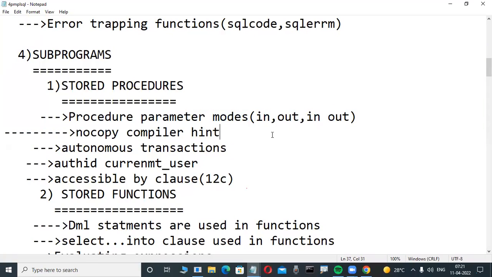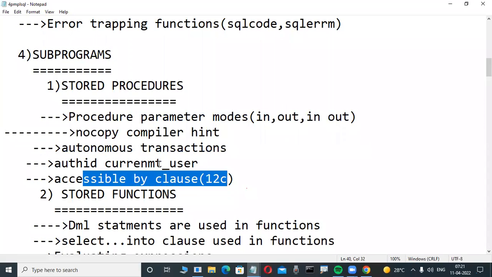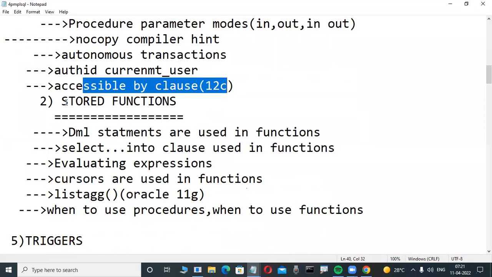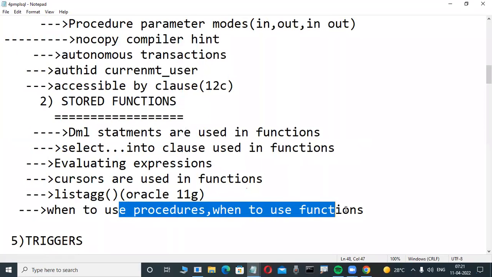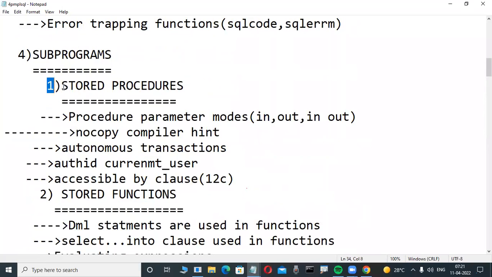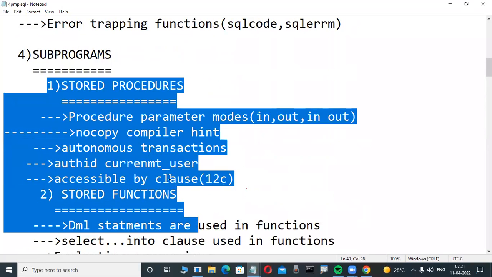How, and what that is, I am telling you. But for a pure PLSQL developer, not only the basic things, advanced concepts are required: NOCOPY compiler hint, autonomous transactions, and new concepts. I will tell you so many things. Once we are good at procedures, we learn functions, and the difference between procedures and functions, when to use procedures and when to use functions. In every relational database, we choose this concept. These are key concepts in stored procedures and stored functions.